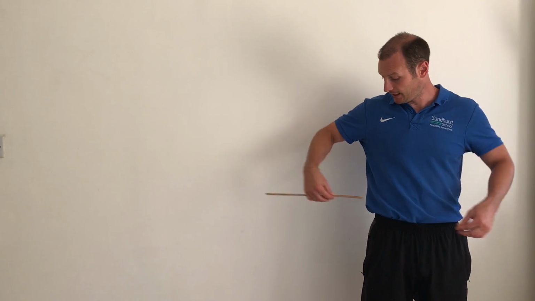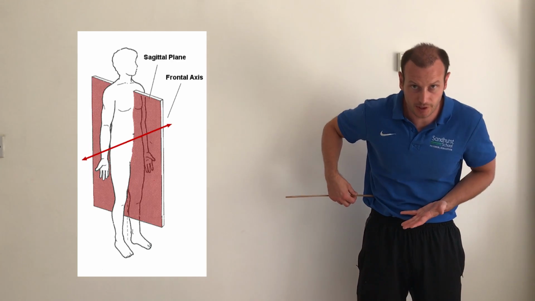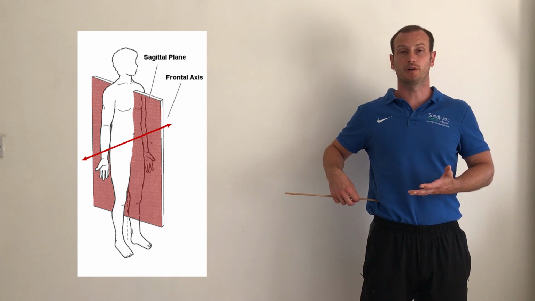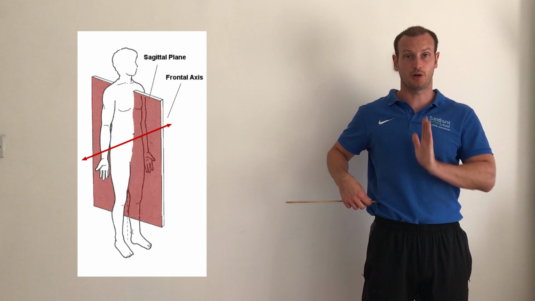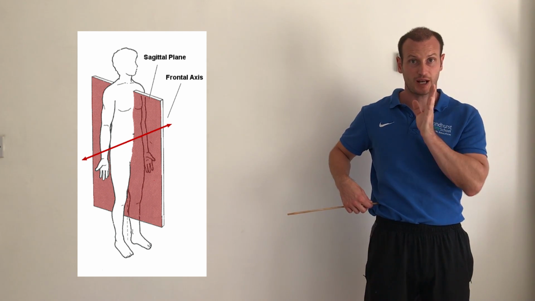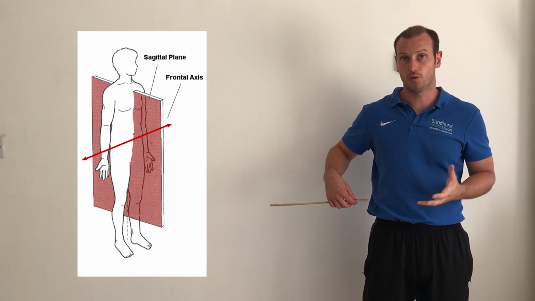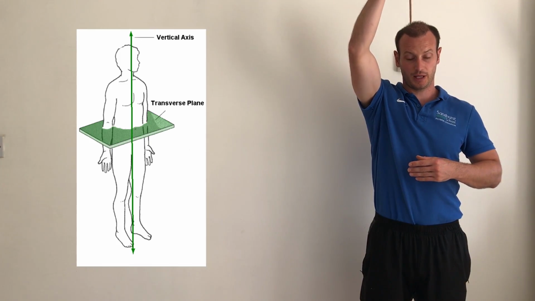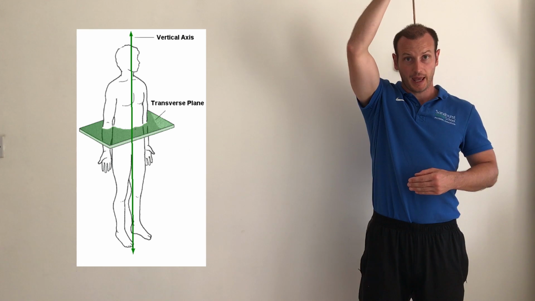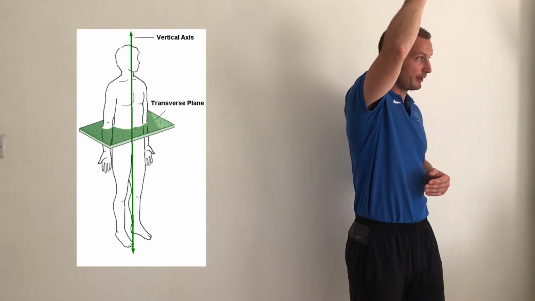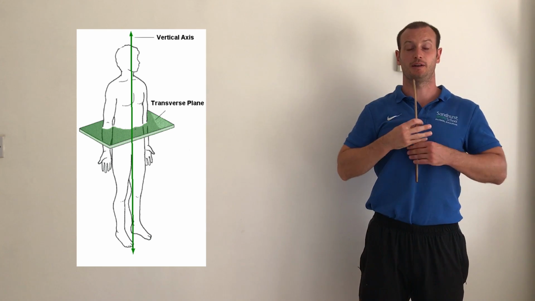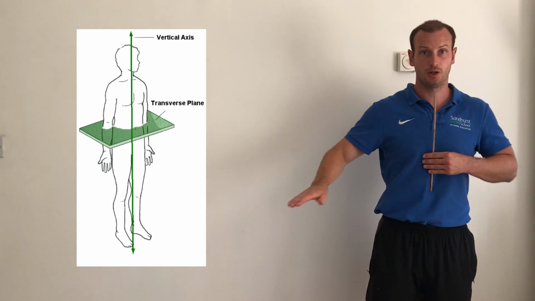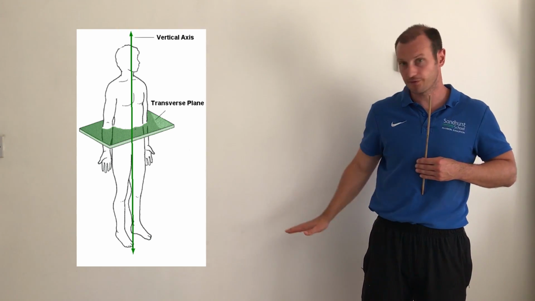The next axis is the frontal axis. This allows us to move in a forwards and backwards rotation, as if you were doing a forward somersault or a backward somersault, and this moves in a plane called the sagittal plane. The final axis is called the vertical axis. This runs through the centre of the body from top to bottom and basically allows us to move in a 360-degree rotating action. Now, if you're moving in a 360-degree rotation, you would be moving in what's called the transverse plane.